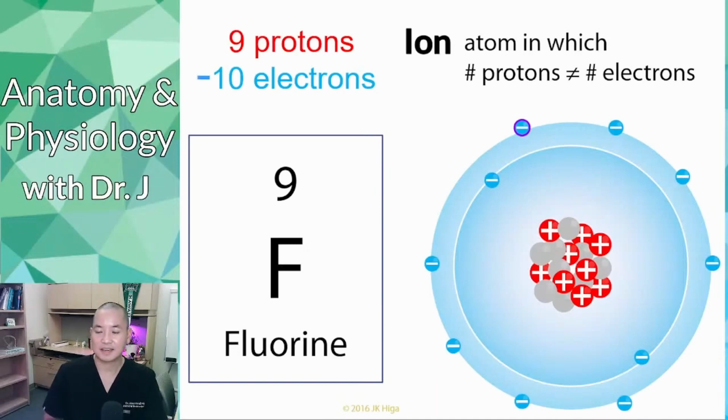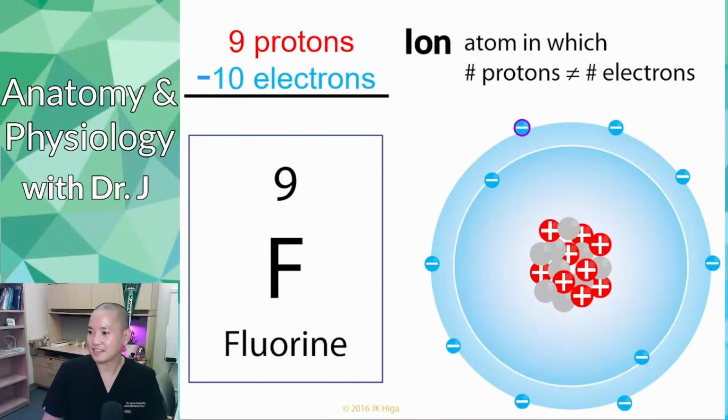So in this example of an ion, what do we have? Well, we have 9 protons and 10 electrons. Remember in the previous slides I said that protons have a positive 1 charge, electrons have a negative 1 charge. So what's the overall charge of this fluorine ion? Well, you take 9 times positive 1, which is 9, and then take 10 times negative 1, which is negative 10. Add the two together, and what do you get?